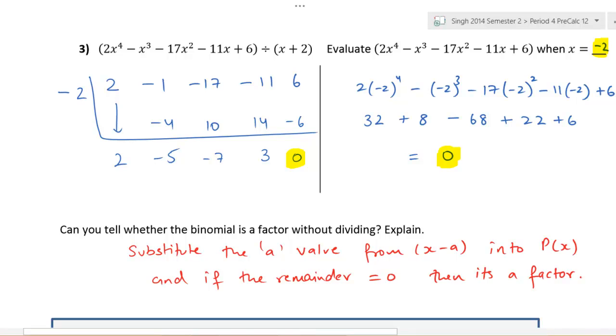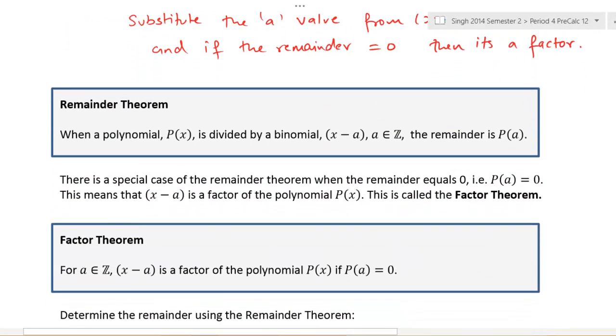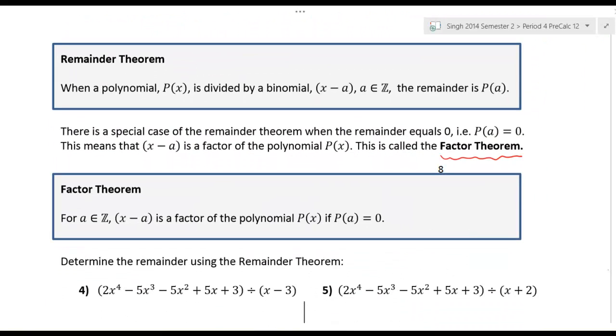Alright, and in fact we can formalize that statement into something called the remainder theorem. The remainder theorem says that when a polynomial p of x is divided by a binomial x minus a, then the remainder is simply going to be the evaluation of p of a. So if you take a, plug it into the polynomial p of x, whatever the answer is going to be, that's going to represent the remainder of that division.